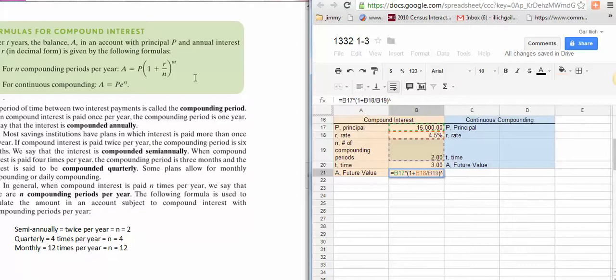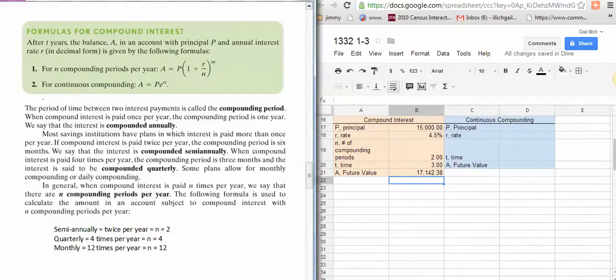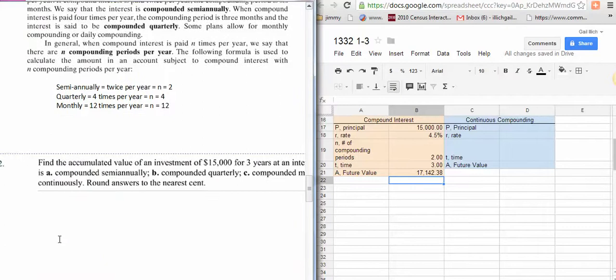Now, it says you need to do N times T, so you're going to put that in parentheses. You do parenthesis. Now, remember, if I try to grab N, it doesn't like to do that for some reason. So I'm going to grab T and then go back and grab N. So I'm going to grab B20, and then I'm going to do times B19, close my parenthesis, and then hit enter. And so it does the calculation for me of when it's semi-annually, the answer is $17,142 and 38 cents.